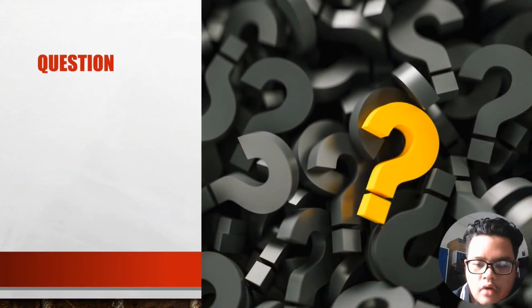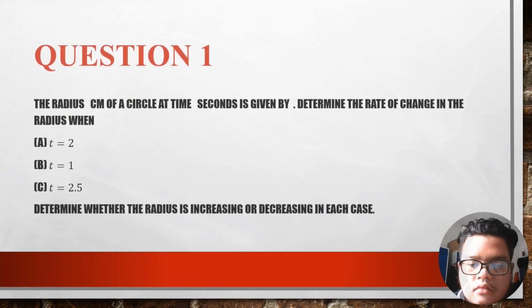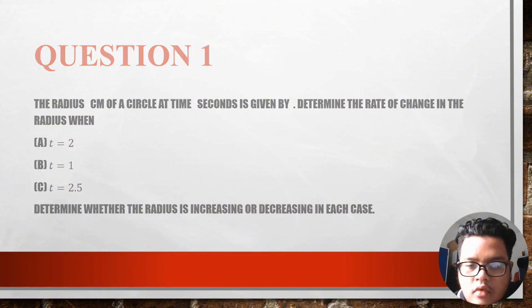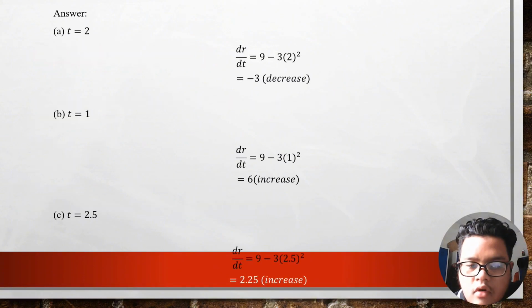Now I will move to the questions. Now I will explain the answer for question 1. For the first answer, A, we got negative 3, which is a decrease. For B, we got 6, which is an increase. And C, we got 2.25, which shows an increase.